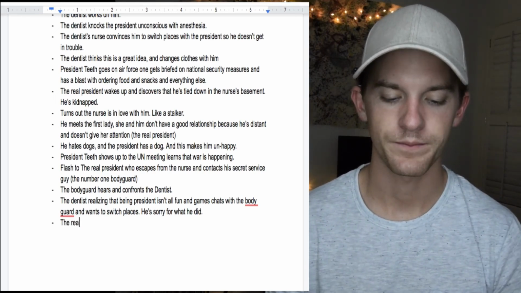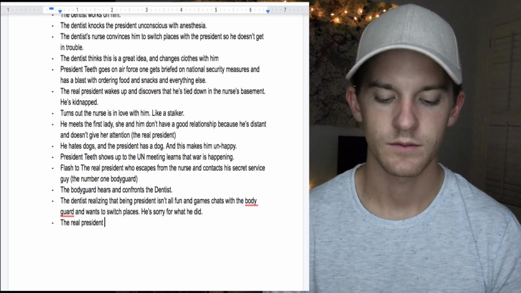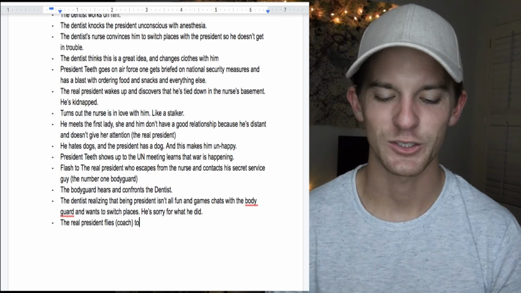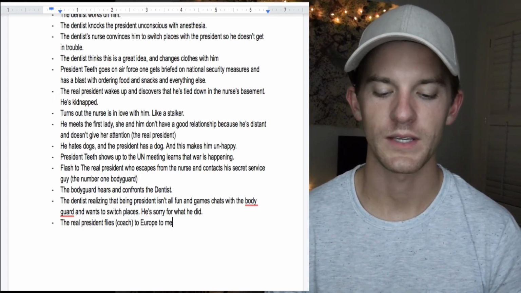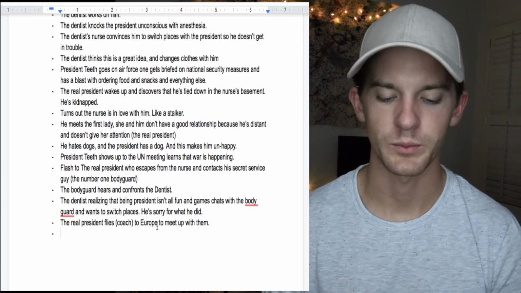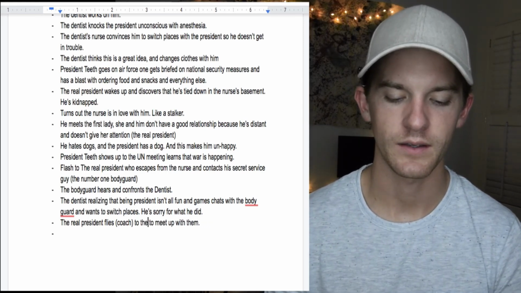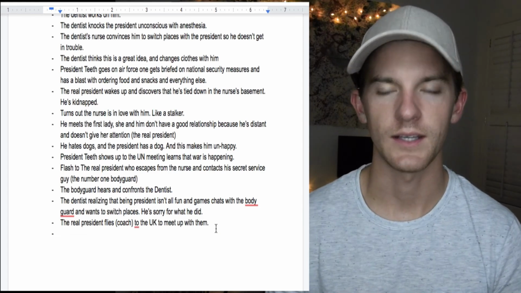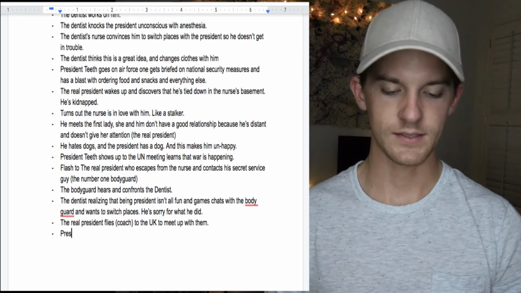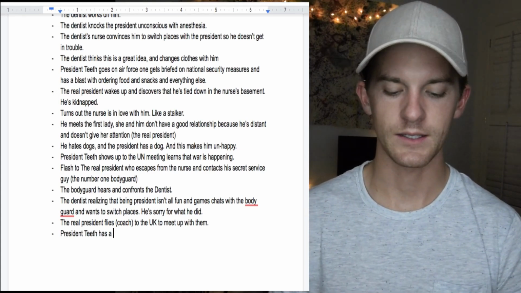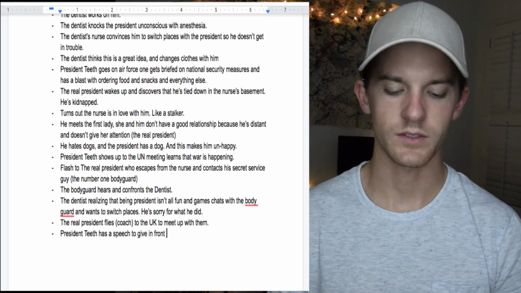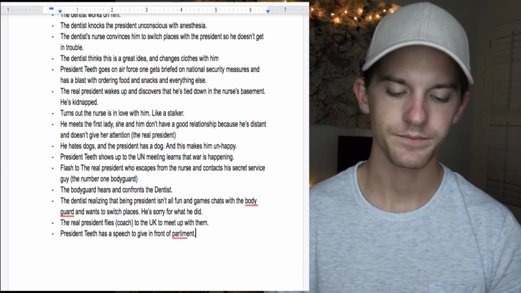The real president flies to Europe to meet up with them. No, we're flying to a new place now. We're flying to the UK to meet up with them. Because the president, the dentist, President Teeth, has a speech to give in front of Parliament, so they know they're going to be there.